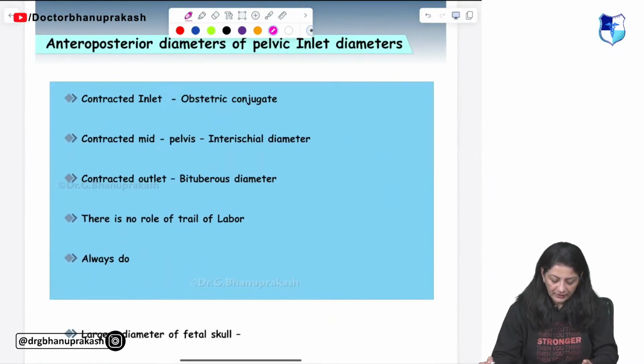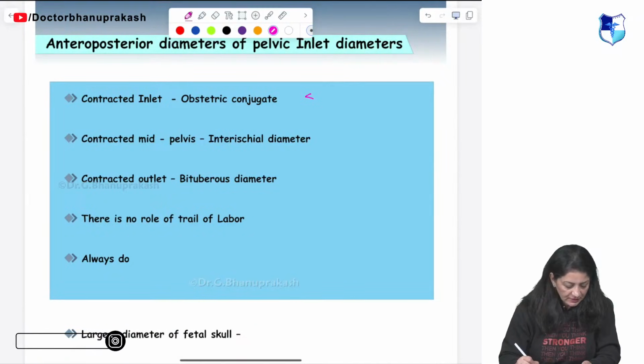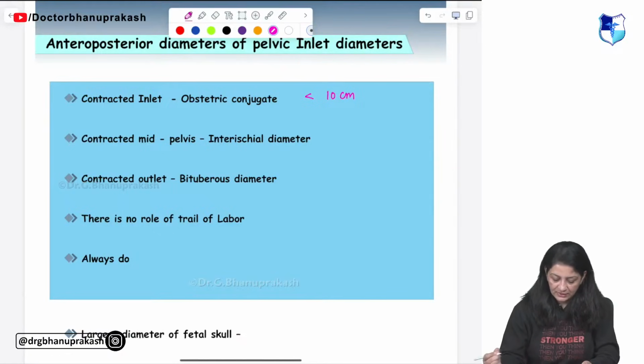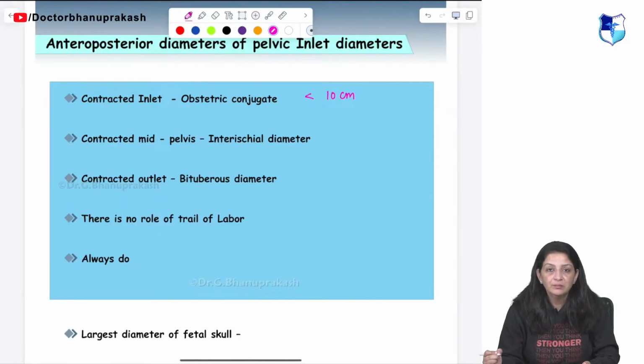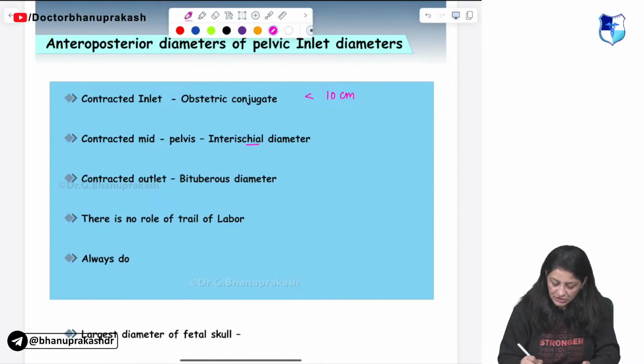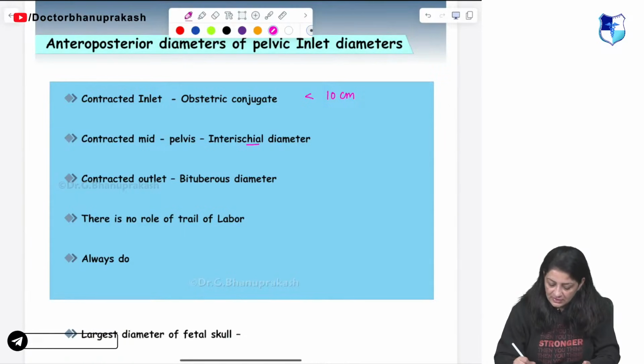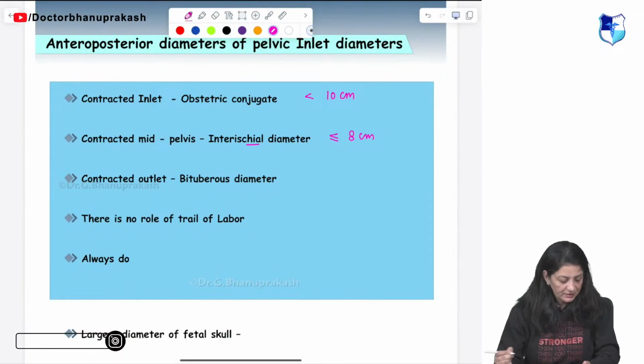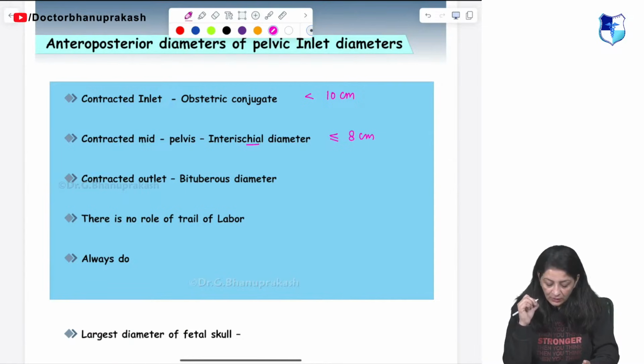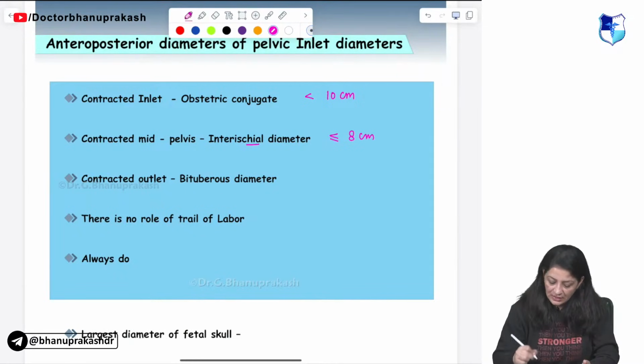Contracted pelvis: if the inlet is contracted, it means the obstetric conjugate is less than 10 centimeters. Contracted mid pelvis means the interspinous diameter, normally around 10 centimeters, is less than or equal to 8 centimeters. Contracted outlet means the bituberous diameter is less than or equal to 8 centimeters.